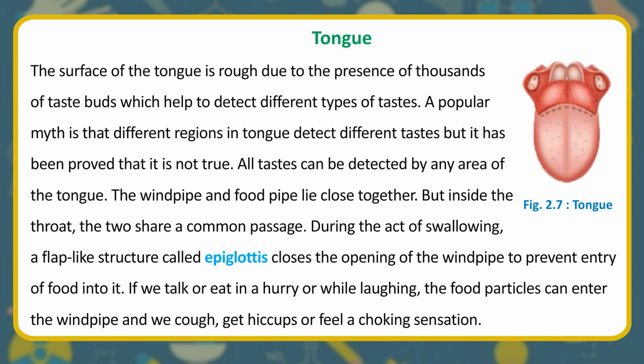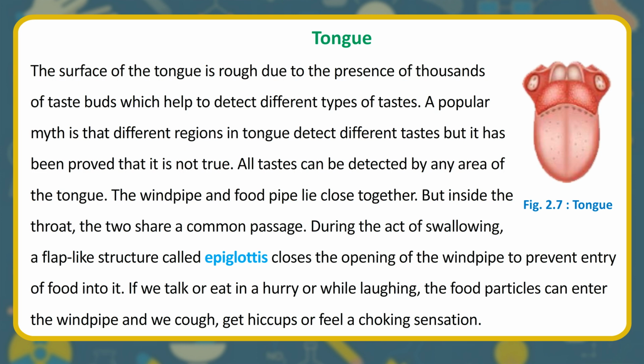The surface of the tongue is rough due to the presence of thousands of taste buds which help to detect different types of tastes. A popular myth is that different regions in tongue detect different tastes, but it has been proved that it is not true. All tastes can be detected by any area of the tongue.